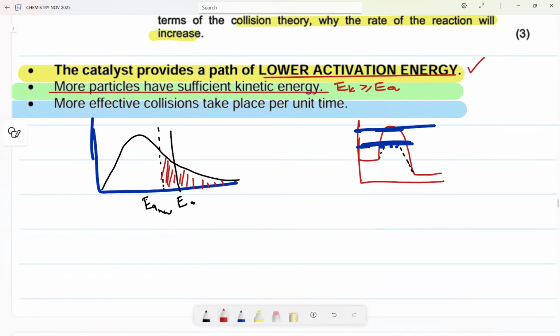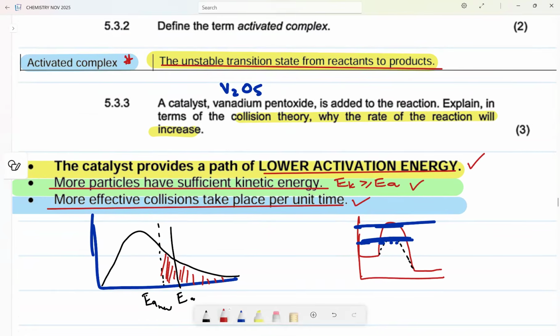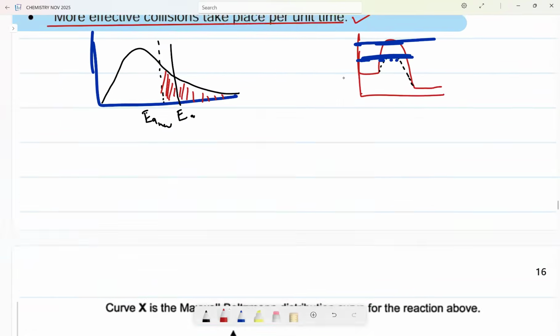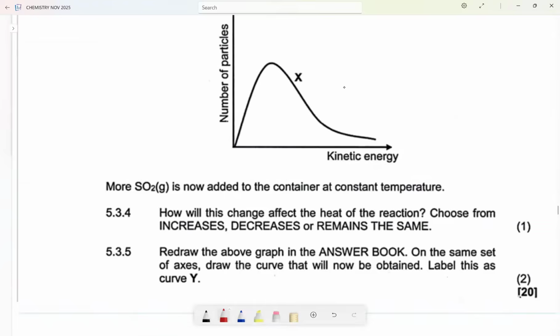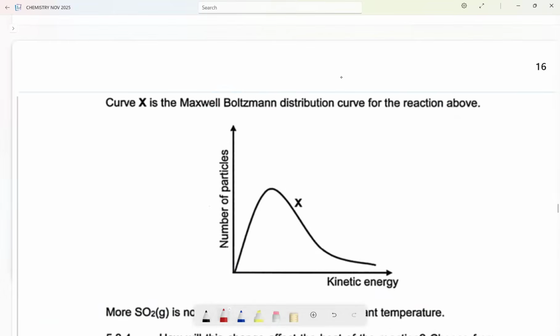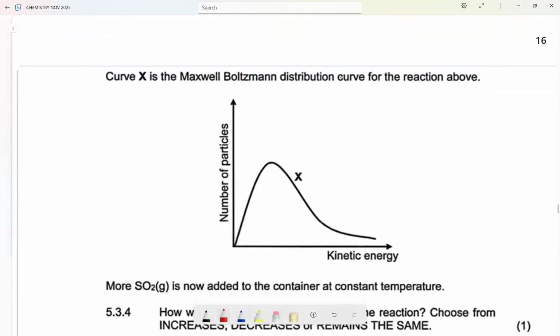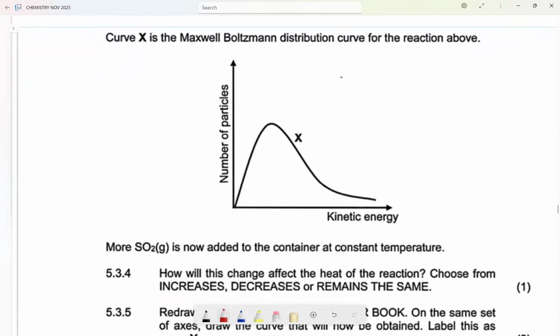And then if that's the case, there will be more effective collisions taking place per unit time, and the reaction rate will increase. But they have already told you that the reaction rate will increase; you are just giving the reasoning. Curve X is the Maxwell-Boltzmann distribution curve for the reaction above.